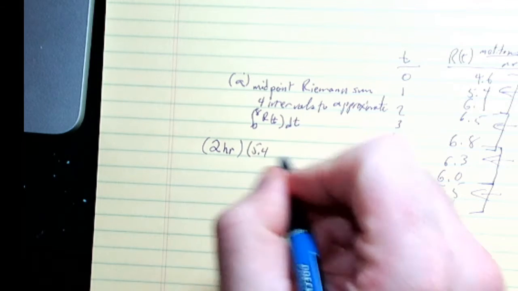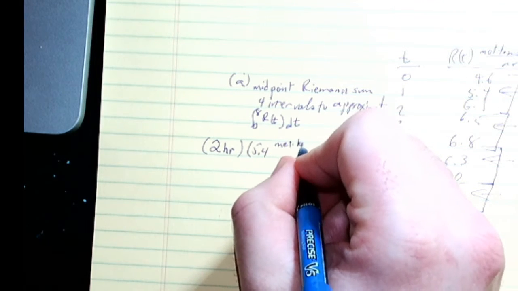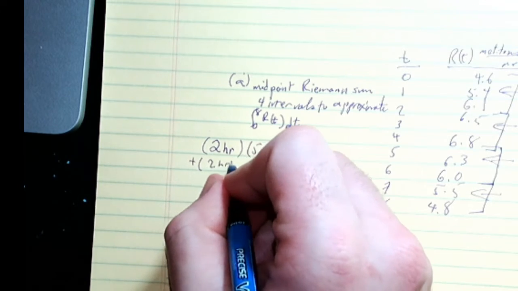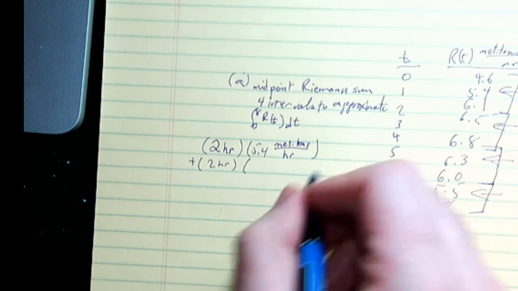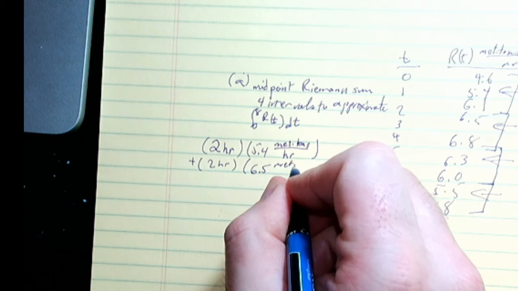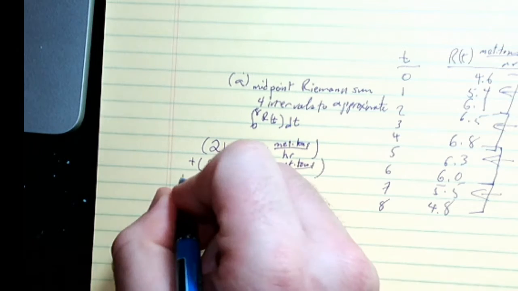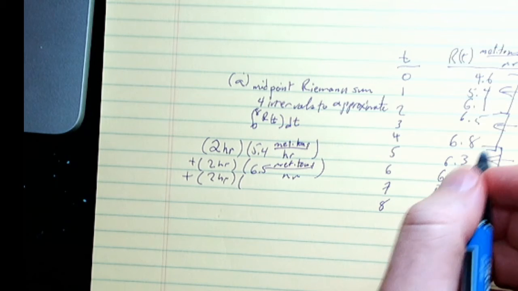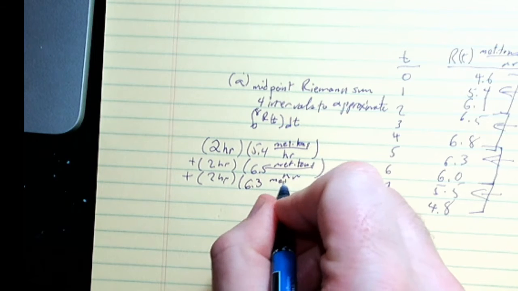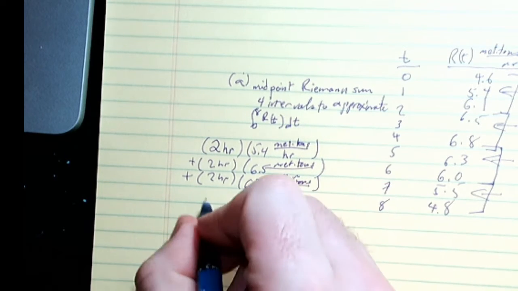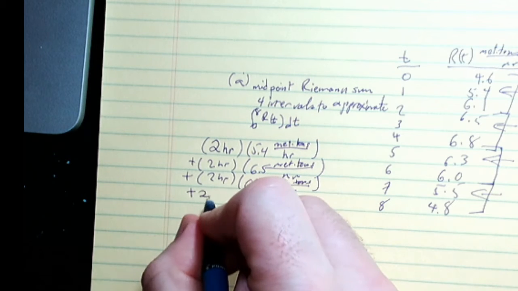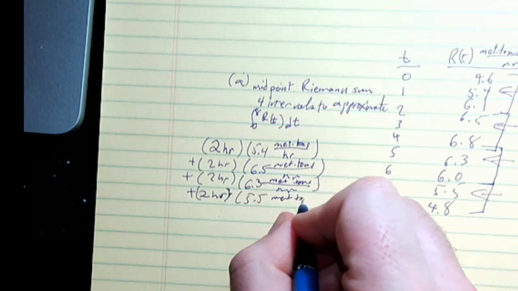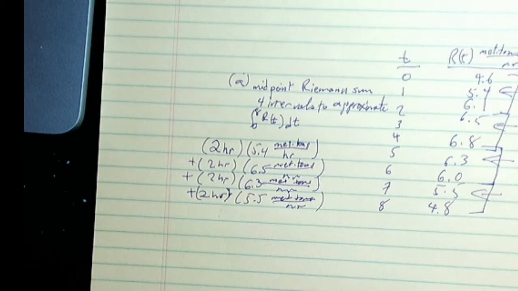Times 5.4 metric tons per hour, plus 2 hours times, now we're doing 3, 6.5 metric tons per hour, plus 2 hours times, now we're at 5, 6.3 metric tons, plus, last but not least, 2 hours times 5.5 metric tons per hour. So we've got 4 terms.